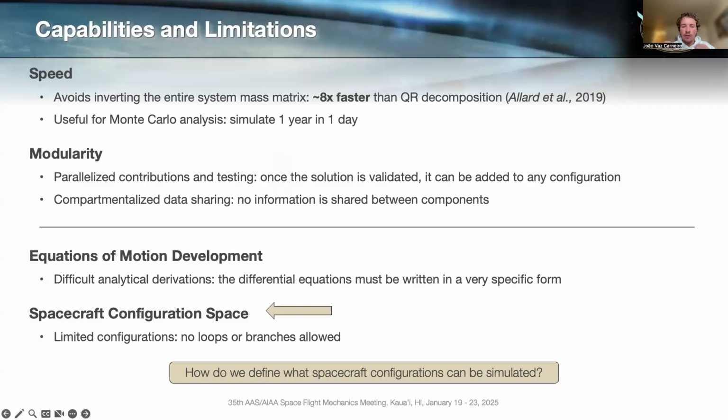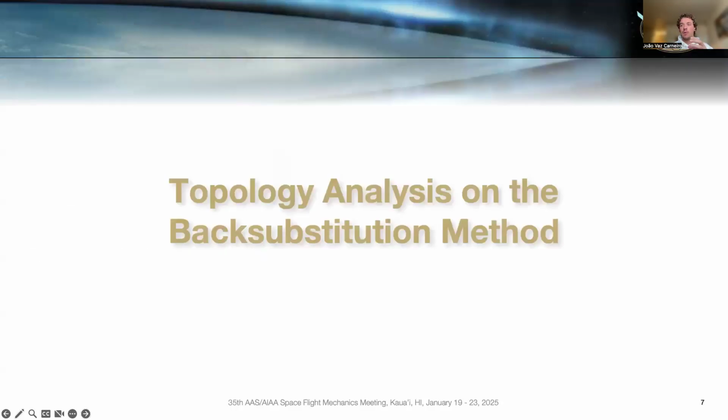And one of the things that hasn't really been touched on or analyzed very thoroughly is how do we define exactly what types of configurations can be simulated? And this is important because we want to understand, is the backsubstitution method appropriate for the spacecraft configurations that I'm interested in? Because if it isn't, there's no bother in going through the development of the equations of motion. But if it is, we can extract those really powerful capabilities like speed and modularity for our use cases.